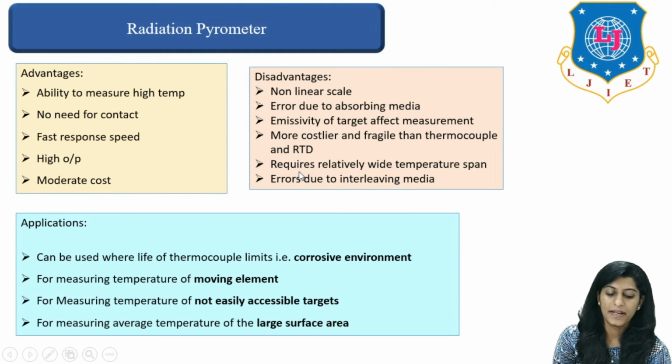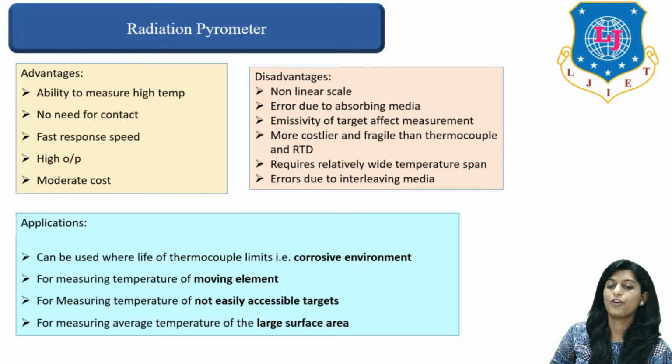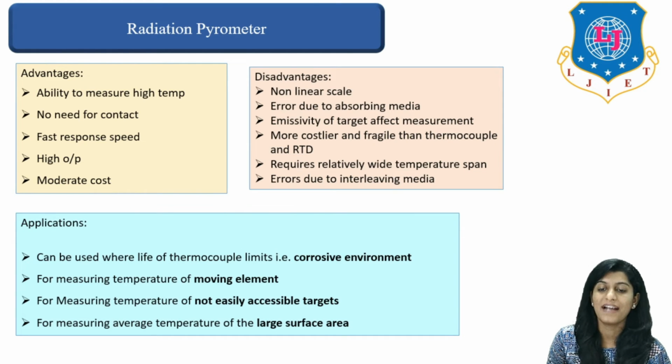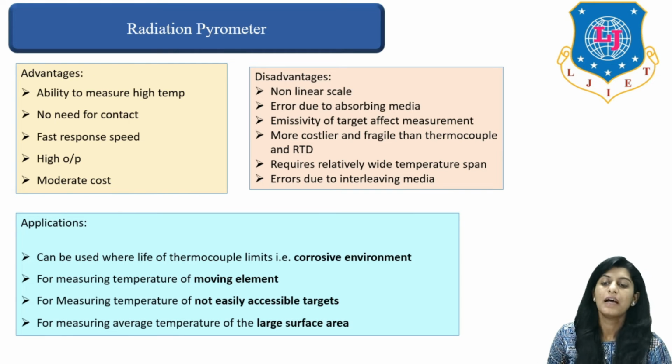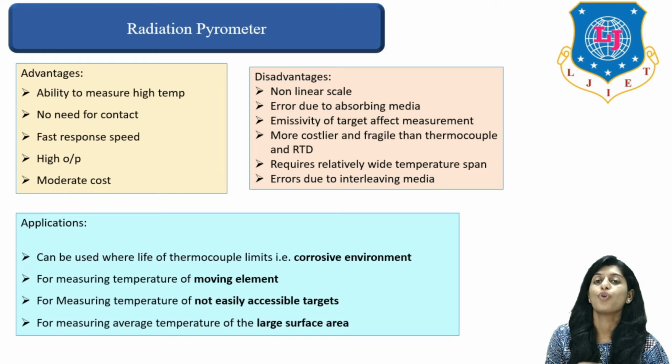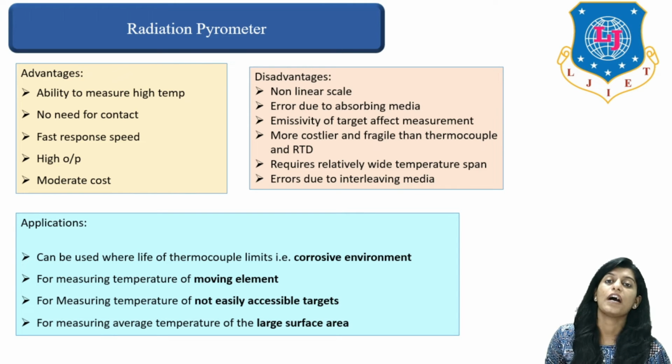Now coming to the advantages of using a radiation pyrometer. The biggest advantage is its ability to measure very high temperatures. Second, there is no need for direct contact with the source. Third, it has a fast response, so the response speed is very high.